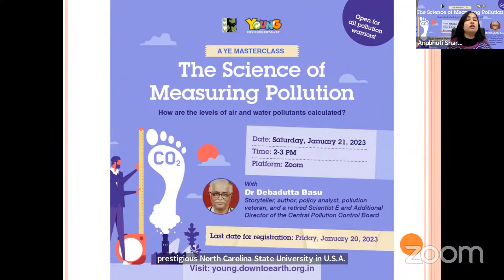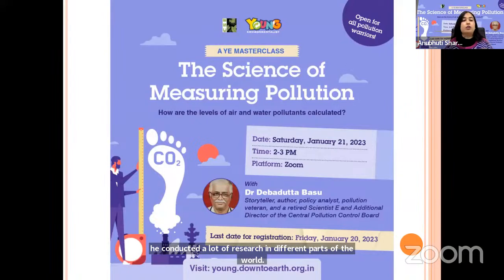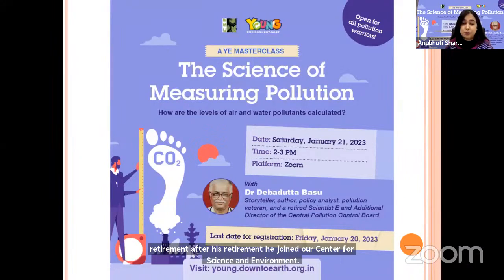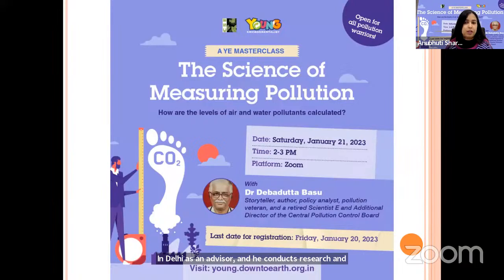Then he conducted a lot of research in different parts of the world. He traveled to Norway, to Thailand, to South Africa for all his research activities. He served in the Central Pollution Control Board for almost 36 years. He has published more than 60 research documents in Indian and foreign journals. And he retired as Scientist E and Additional Director of the CPCB. After his retirement, he joined our Center for Science and Environment in Delhi as an advisor, and he conducts research and training on industrial pollution. He specializes in developing industry-specific policy documents, and he develops air, water, and noise quality networks. He often visits the laboratory because he's a hardcore scientist.